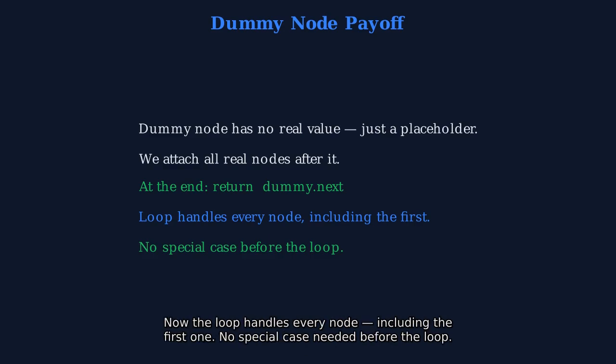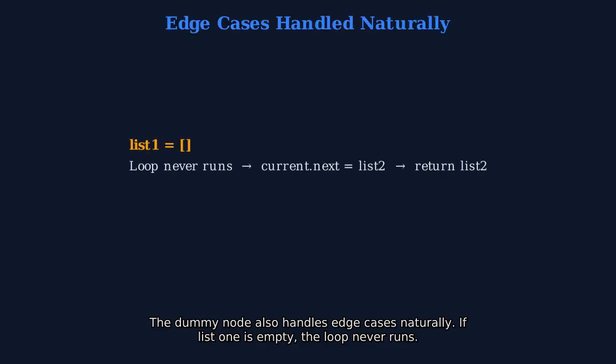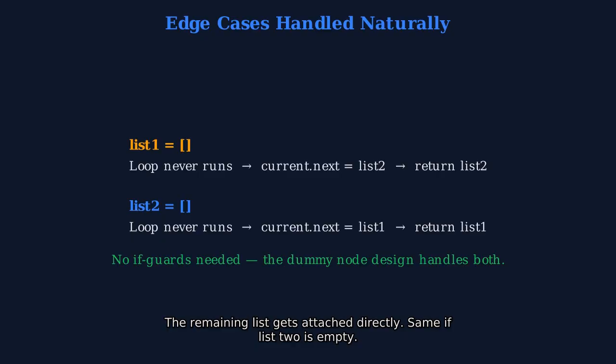Now the loop handles every node, including the first one. No special case needed before the loop. The dummy node also handles edge cases naturally. If list 1 is empty, the loop never runs. The remaining list gets attached directly. Same if list 2 is empty.